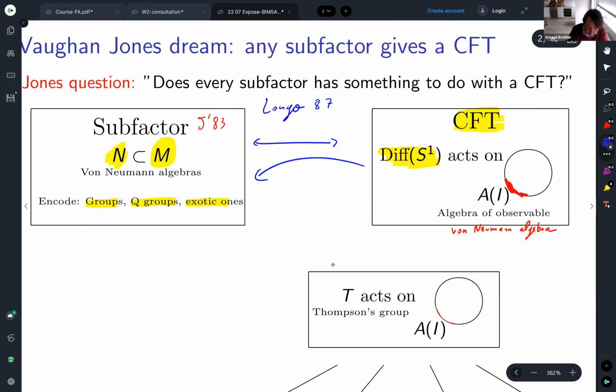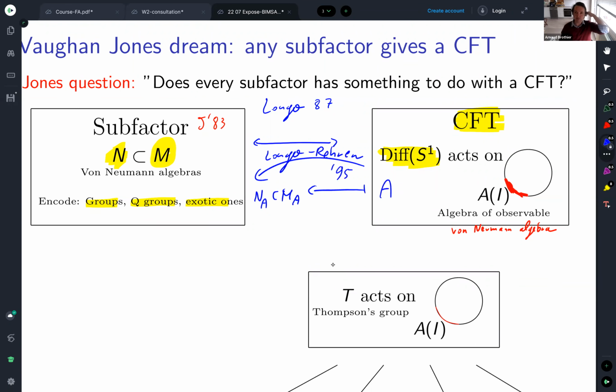Is that for any CFT? So you take a CFT, maybe I call it A, as I did it, you can associate actually a subfactor. Okay. And that was done by Longo and Rehren, and that's 95, right? Okay. So very intriguing, very precise statement.